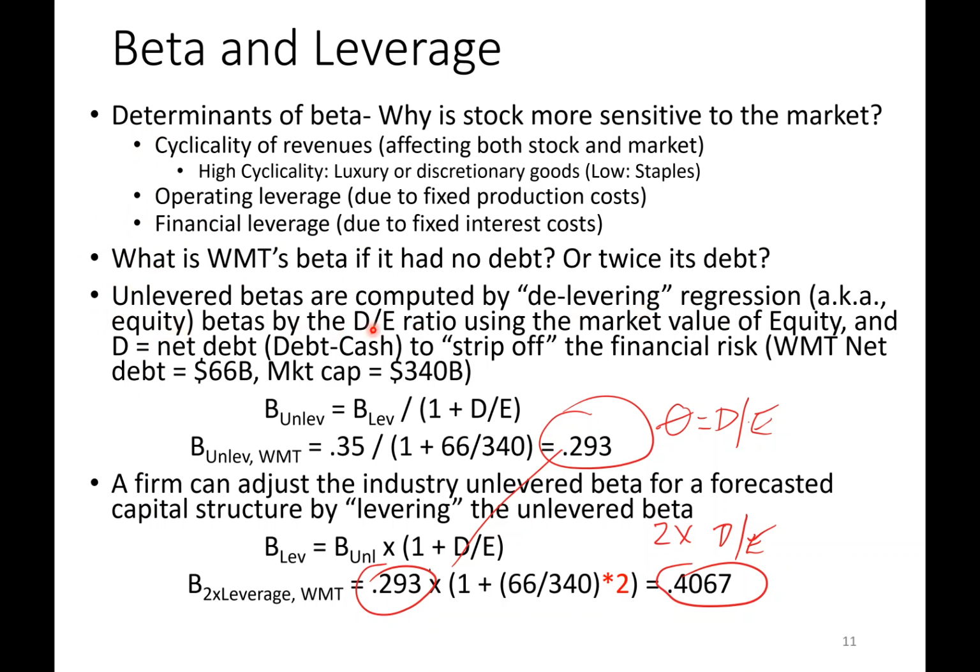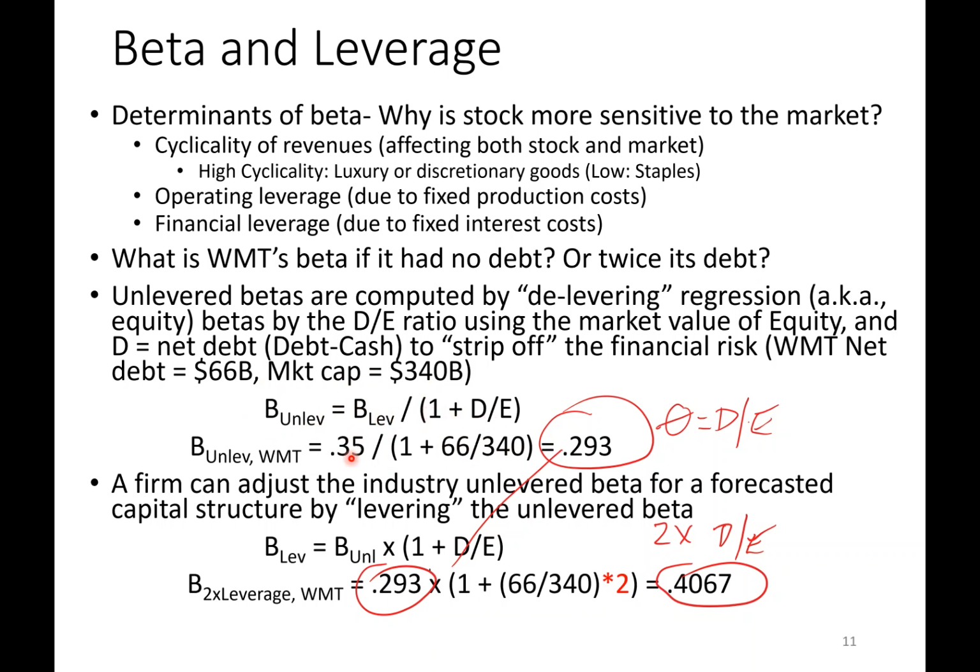Now, the unlevered betas are computed by delevering the regression beta, also called the equity beta, by the firm's D/E ratio, using the market value of equity and net debt, to basically strip off the financial risk. For example, if Walmart has a net debt of $66 billion and a market cap of equity of $340 billion, my D/E ratio is $66 billion over $340 billion. My formula for unlevering a beta is to take that regression, or levered, or equity beta. I use those synonymously. So I'll call that the equity beta or levered beta, or sometimes just regression beta, and divide by 1 plus the D/E ratio.